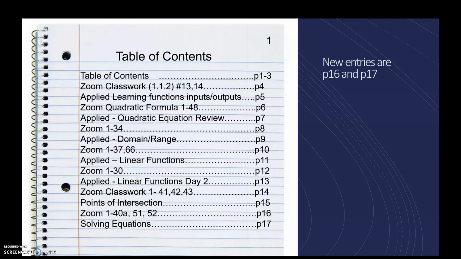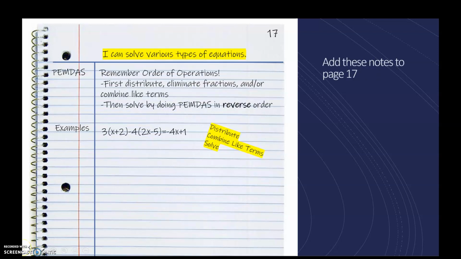Go ahead and add this to your table of contents. So pause this as needed to fill in what you need. So on page 17, we can see our learning target at the top. We can solve different types of equations.